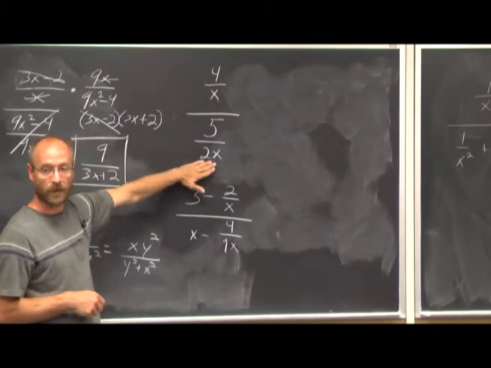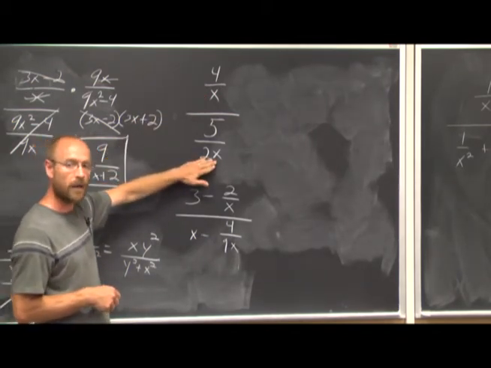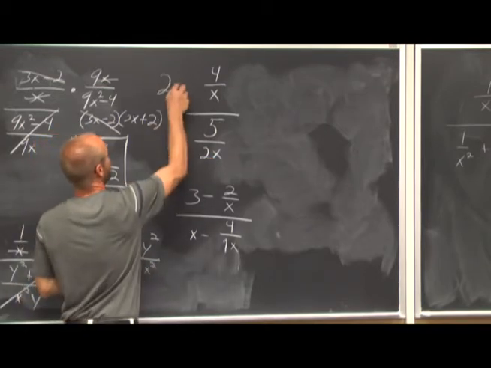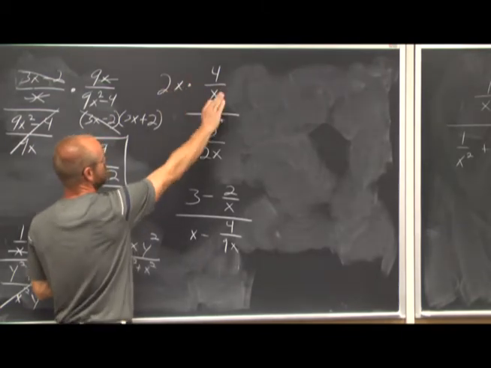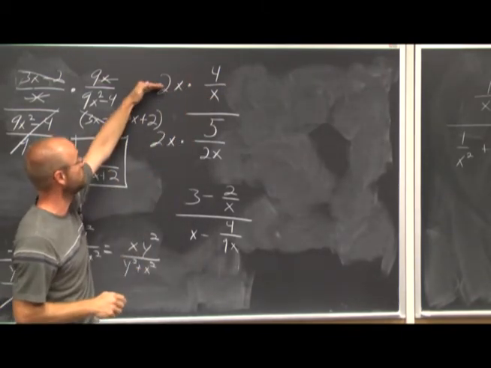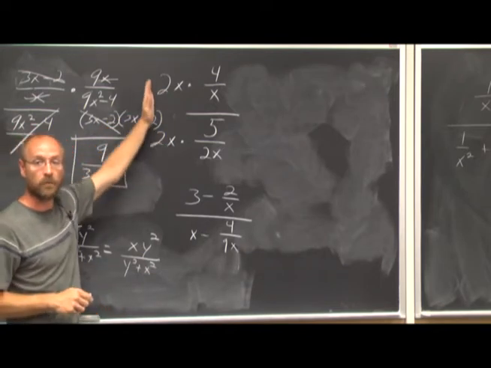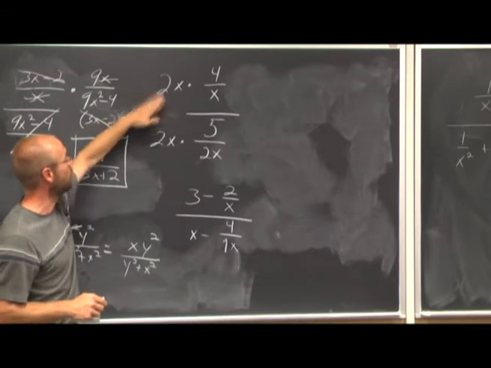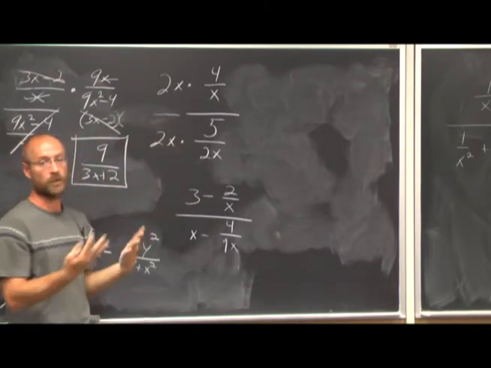So if I look at this example, we have an x in a denominator here. We have a 2x in the denominator there. Our common denominator is 2x. So I'm going to multiply 2x times the top and 2x times the bottom. Essentially, 2x top and bottom, I'm multiplying by 1. So if I'm multiplying by 1, I'm actually not changing its value.